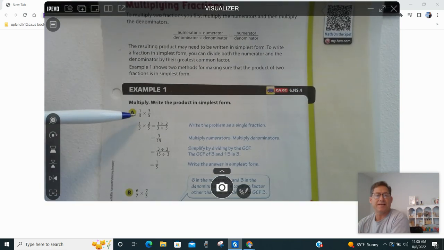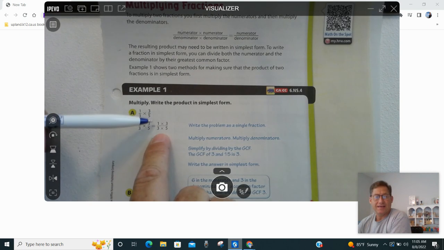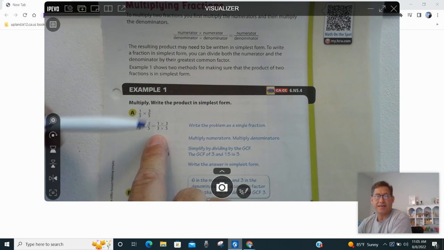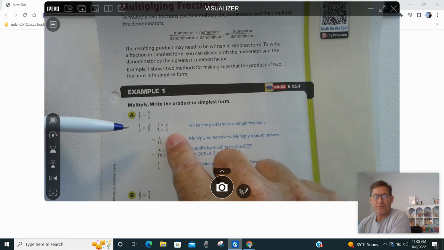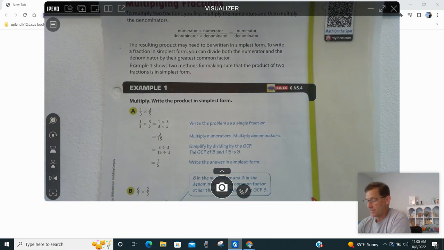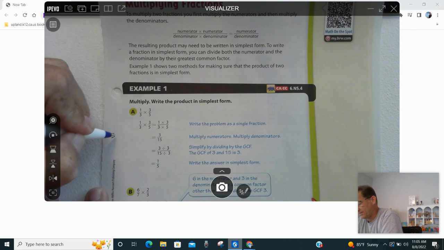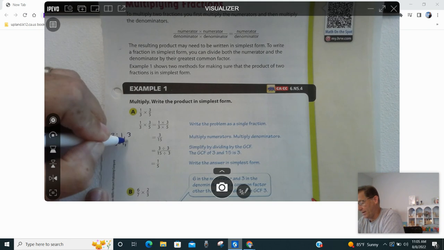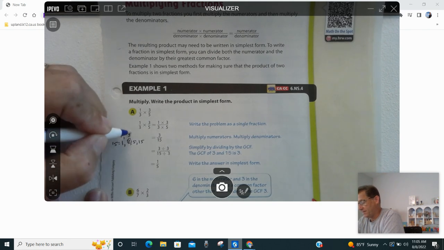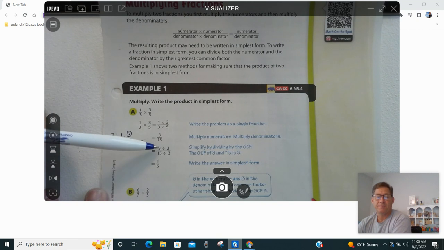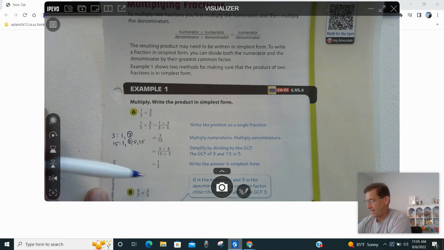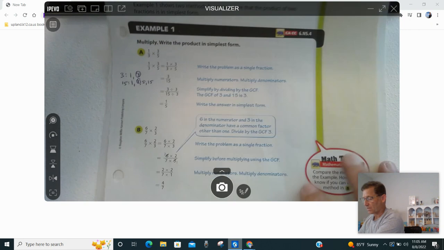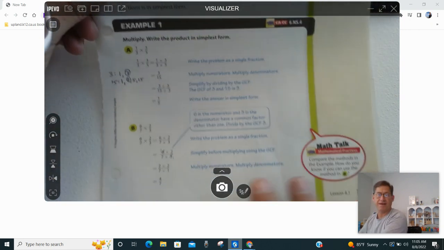So we have 1/3 times 3/5. So we can rewrite that as the numerators on top, 1 times 3, over the denominators, 3 times 5. And we'd get a total of 3/15. Well, if we found the greatest common factor, we know that the only factors of 3 are 1 and 3. And 15 is 1, 3, 5, 15. So we would divide the numerator and denominator by a common factor of 3, and it would simplify to 1/5. Okay, so that's one method, to multiply and then simplify.